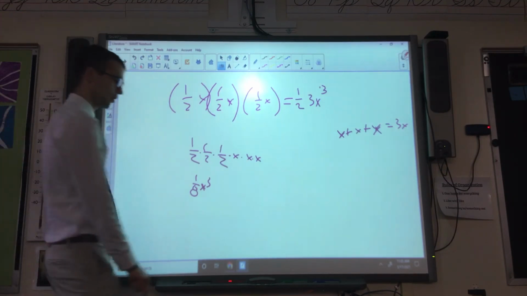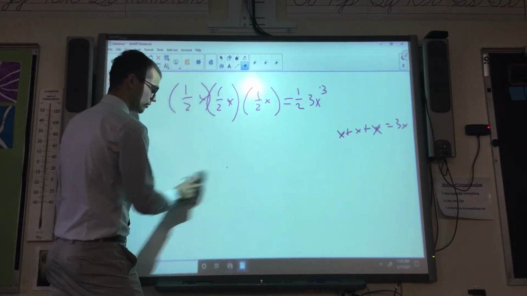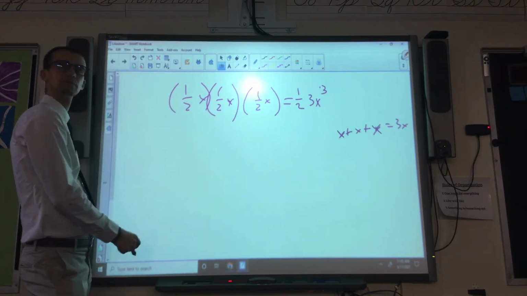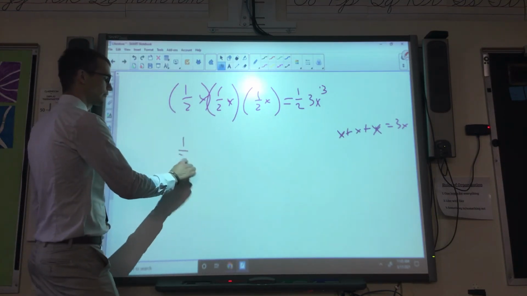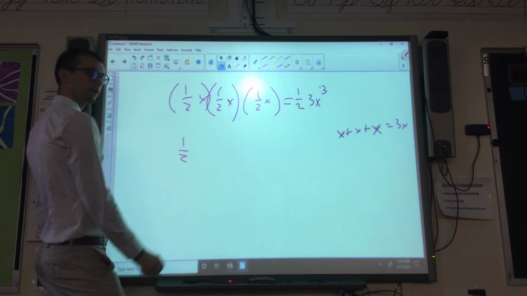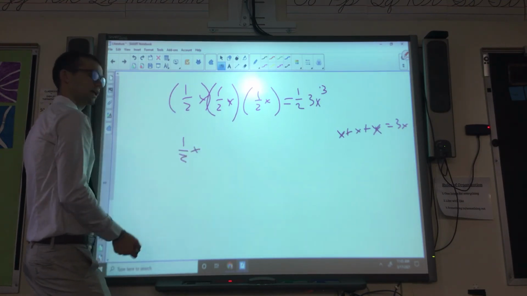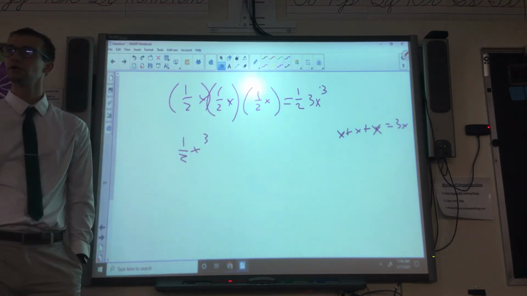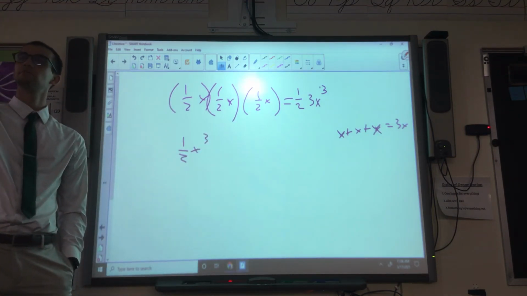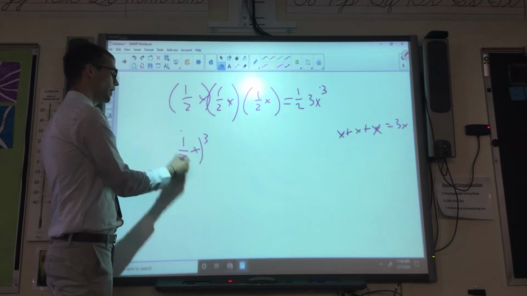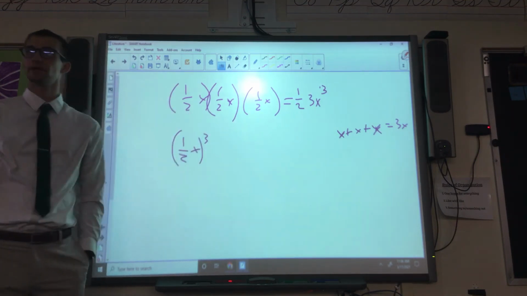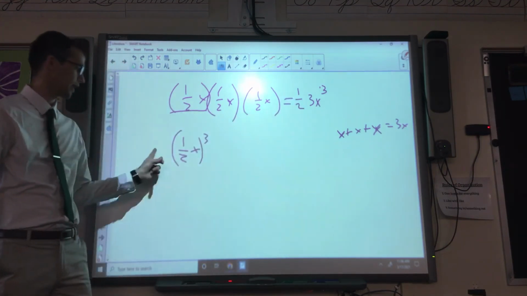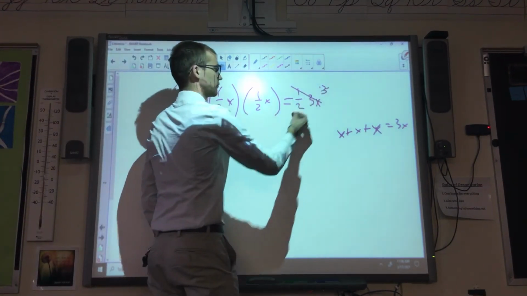I'm not asking you to do it all out, I just want exponential notation. What's the base? Not just 1/2, it's 1/2 x, and the exponent is 3. Good? No, why not? Parentheses around the 1/2 x. Because 1/2 x specifically is the base, since I wrote that out by itself, by itself, by itself. So it's 1/2 x to the 3rd power.